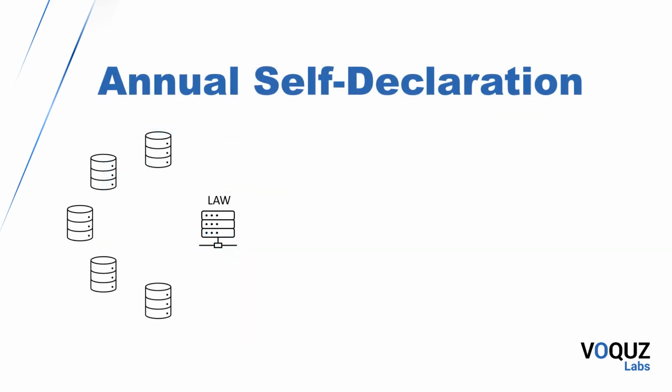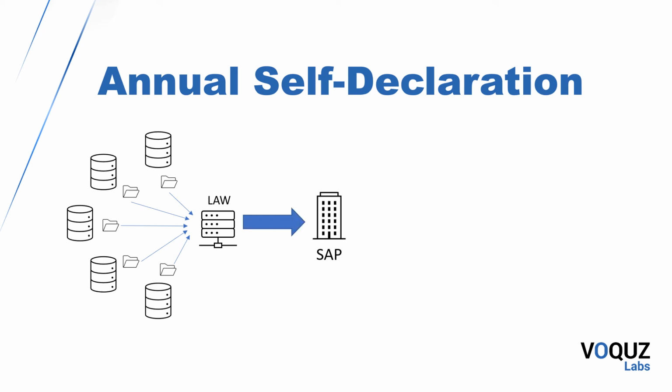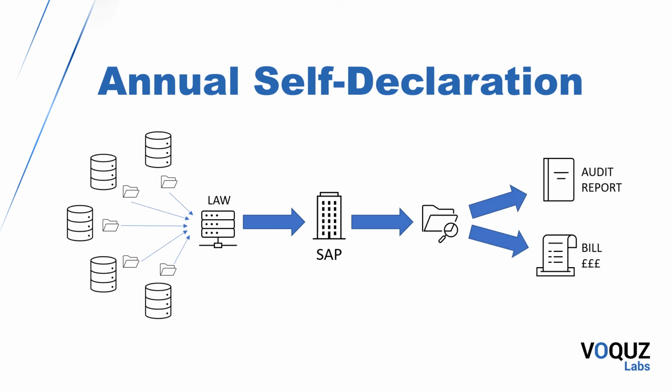Every year, SAP customers are required to participate in an annual license audit. The standard license audit process for SAP is a self-declaration where customers use standard SAP tools to extract usage data and send it to SAP via License Audit Workbench. The data is then reviewed by an auditor and the customer is provided with an audit report and a bill for the license fees they owe.